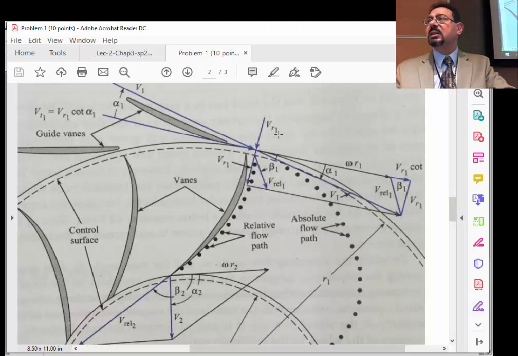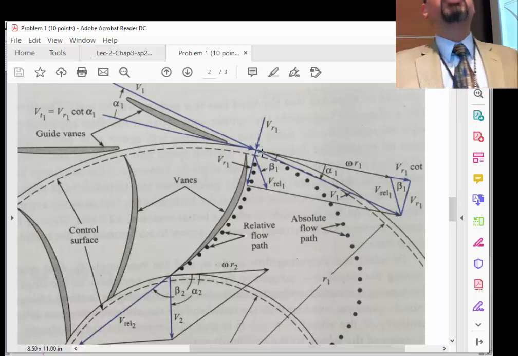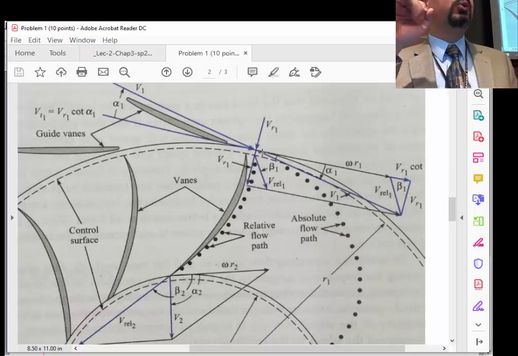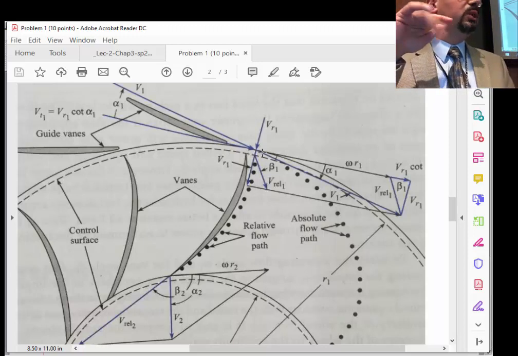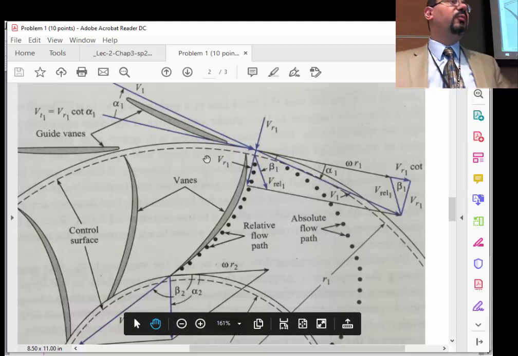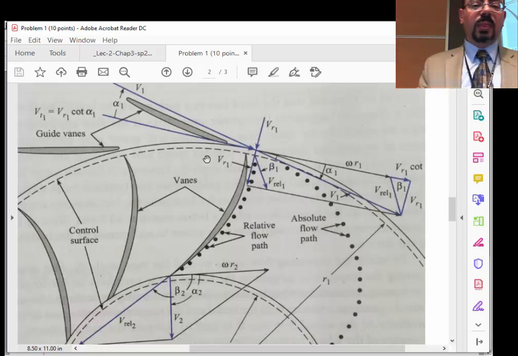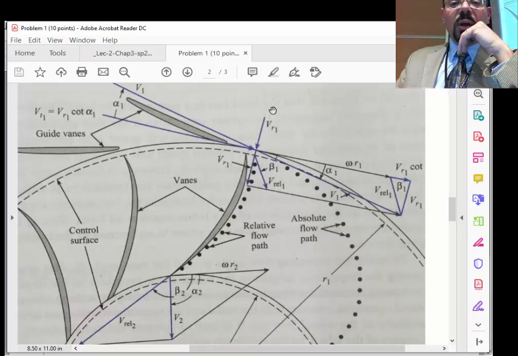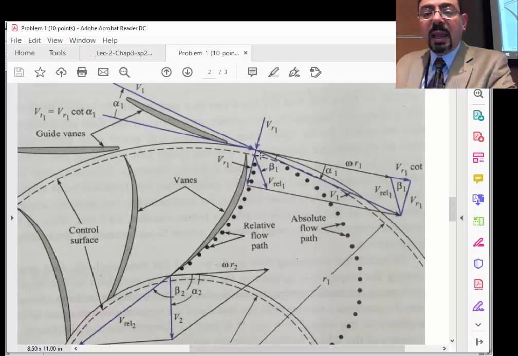It's not in the V1 theta minus V2 theta thing, right? VR1 is used for m dot. When we say m dot is rho A V, we decided that the velocity we should use for m dot is the velocity normal to the area, and the area is that circumference. Make sense?